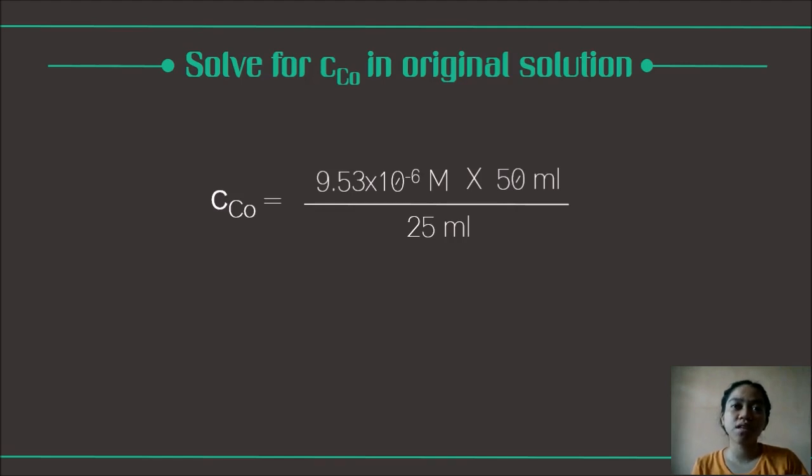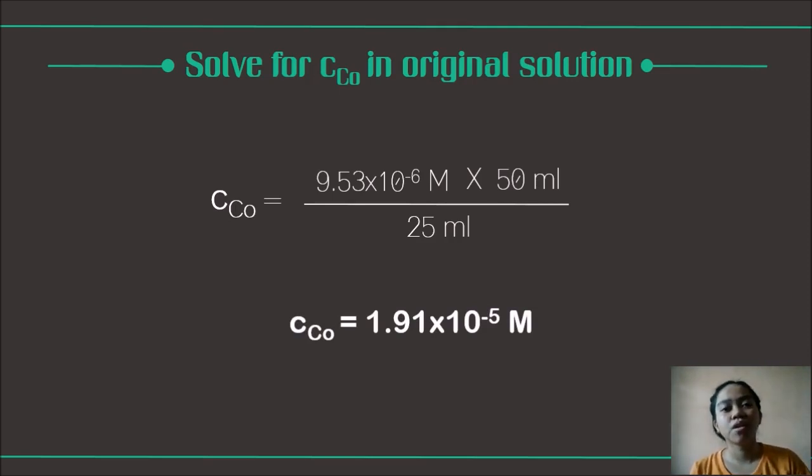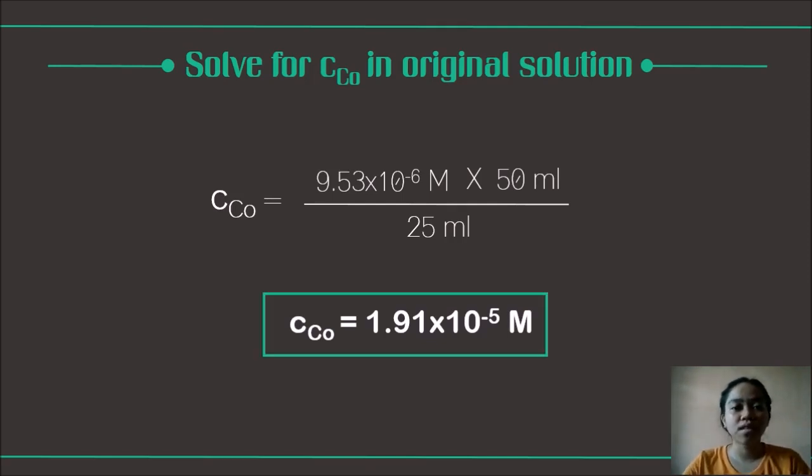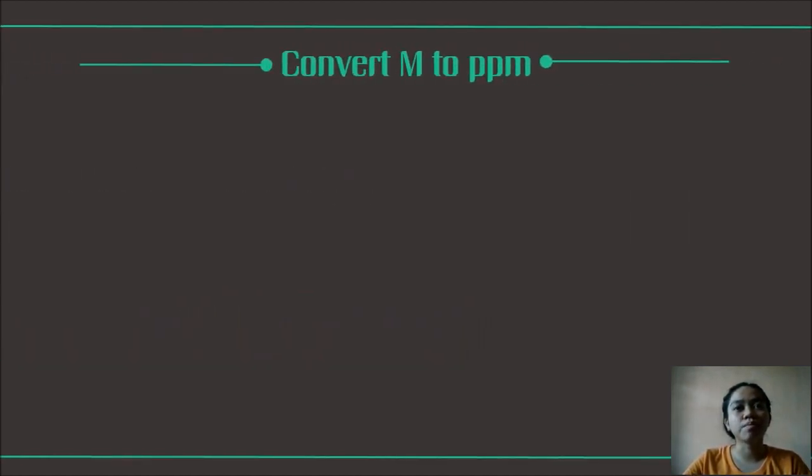The molarity that we got earlier, we just need to multiply that by 50 ml divided by 25 ml. Again, 50 ml is the final volume, 25 ml is the volume of the aliquot, and 50 ml is the volume of the diluted solution. So multiplying that and dividing by 25, we will have 1.91 times 10 to the negative 5 molar as the concentration of cobalt. But we want it to be in ppm. That's why we will convert this now to ppm.